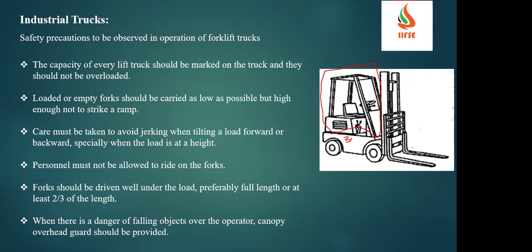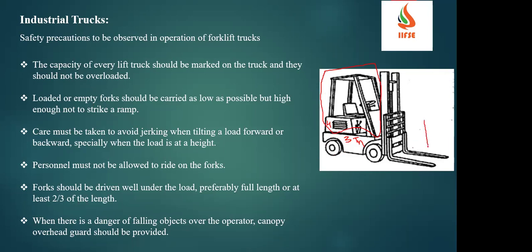I can say a 3-ton capacity forklift, or I can write 4-ton, in a visible manner in all the directions, or at least in two directions, or sometimes people will put it on the back side. Wherever it is visible, there it has to be kept. And also, the operator should not overload the equipment or forklift. Loaded or empty forks should be carried as low as possible, but high enough not to strike the ramp.